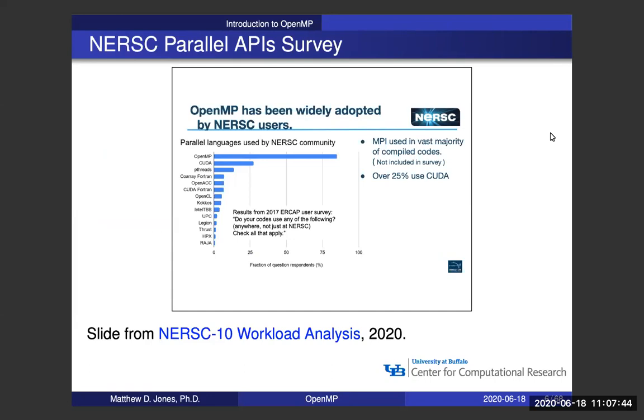So you can see from this slide, they don't even bother asking if people are using MPI because everybody's using MPI. But closely, number 2 after MPI is OpenMP, which is used by something like 85% or so of applications. And then you can see GPUs are starting to climb just behind that.